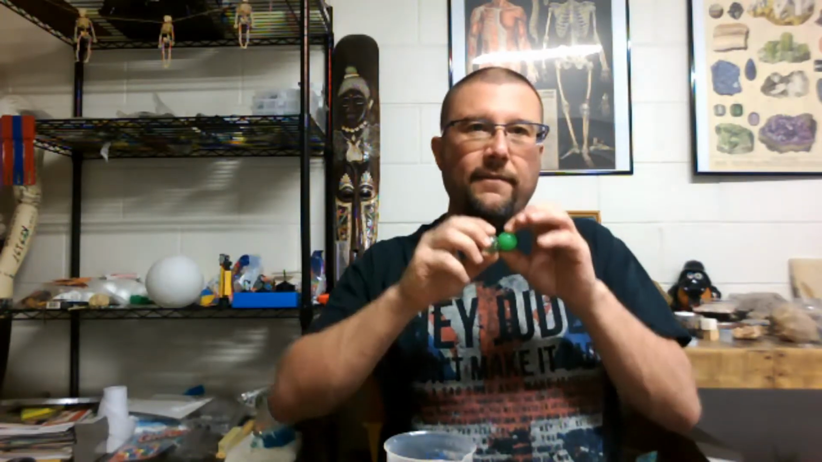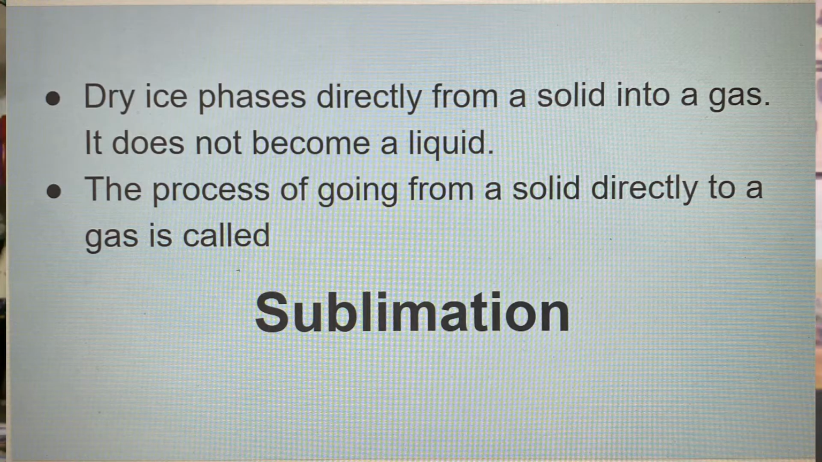We're going to use dry ice. Now, dry ice is interesting because dry ice doesn't condensate or evaporate. It doesn't really melt. Dry ice skips a liquid phase. Dry ice goes directly from a solid to a gas. We call that process sublimation. So keep that in mind. We're going to need it later. So we're going to be using dry ice today.